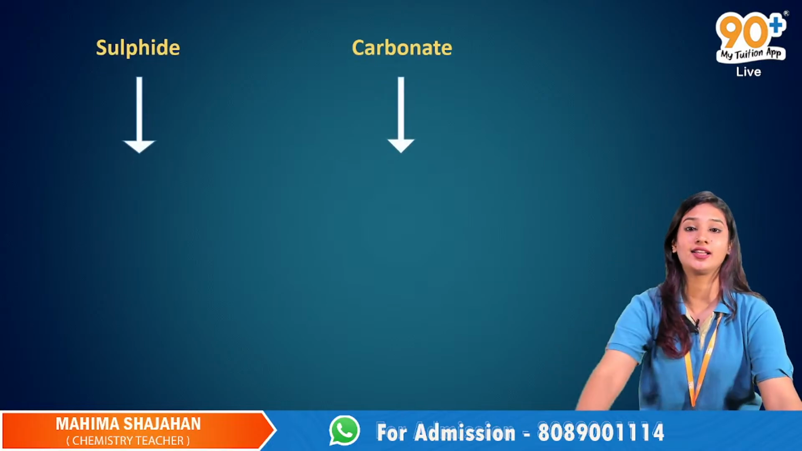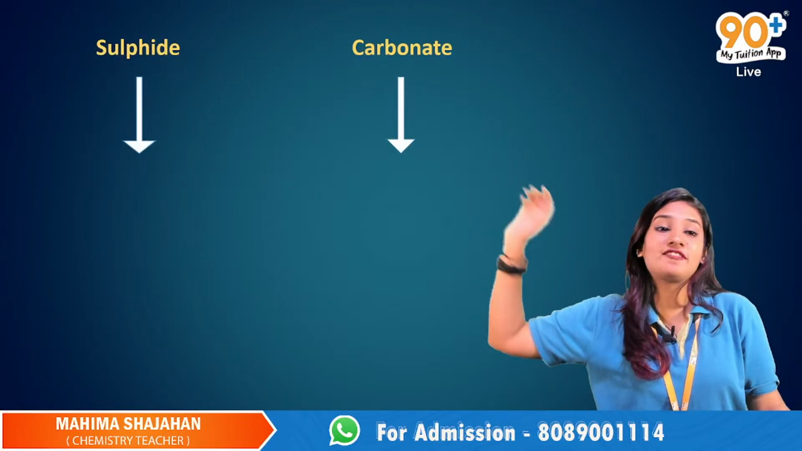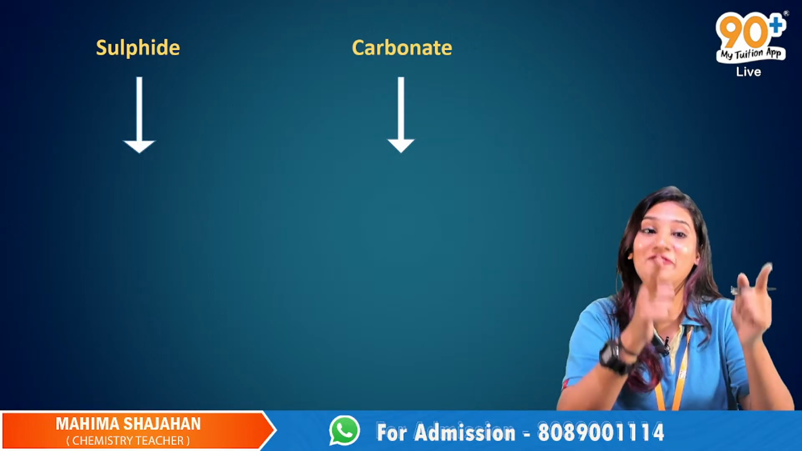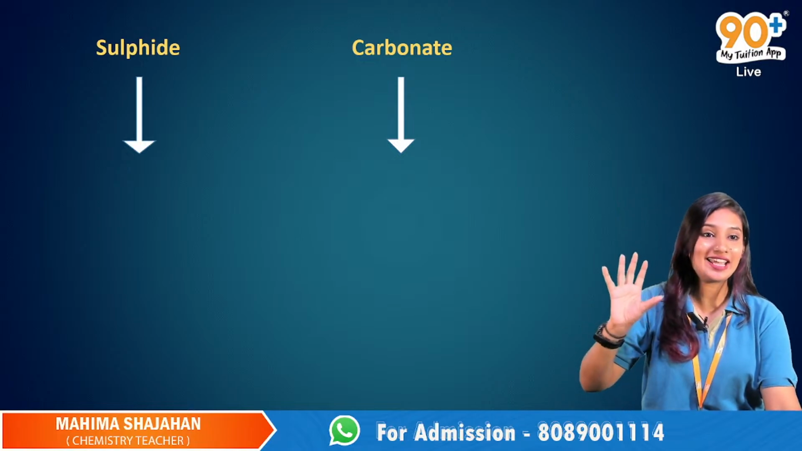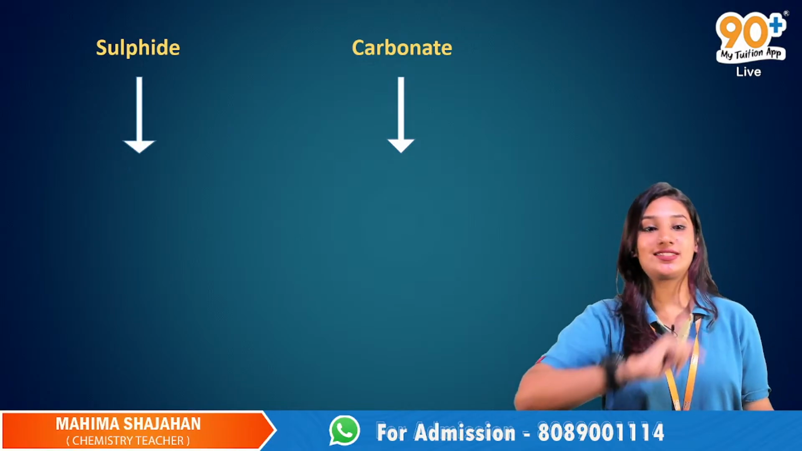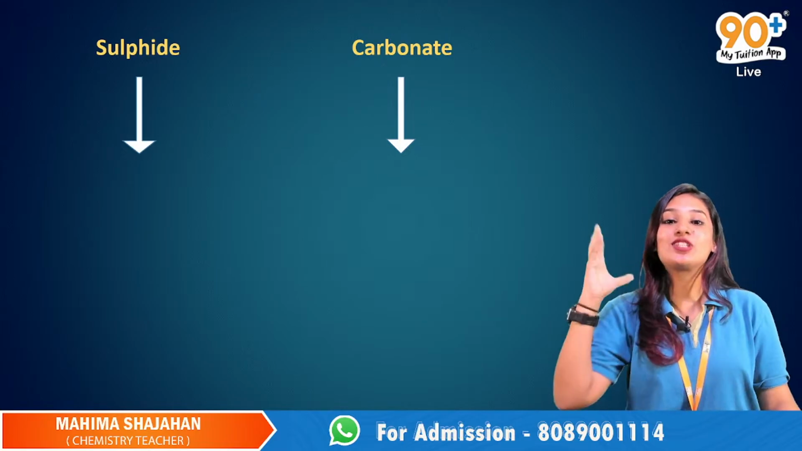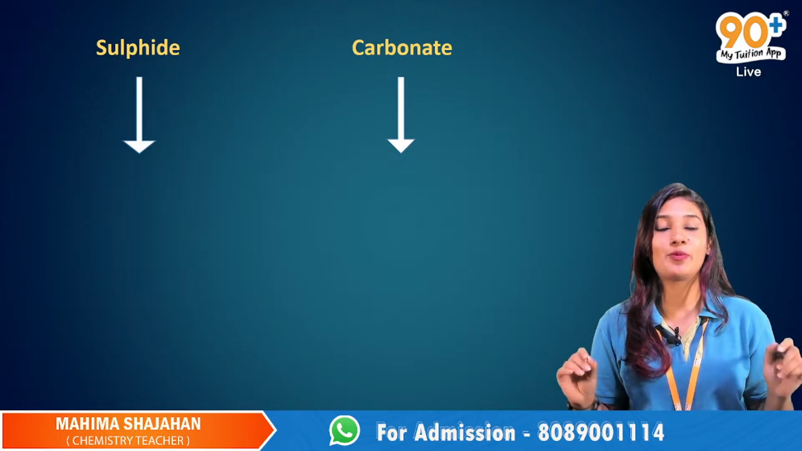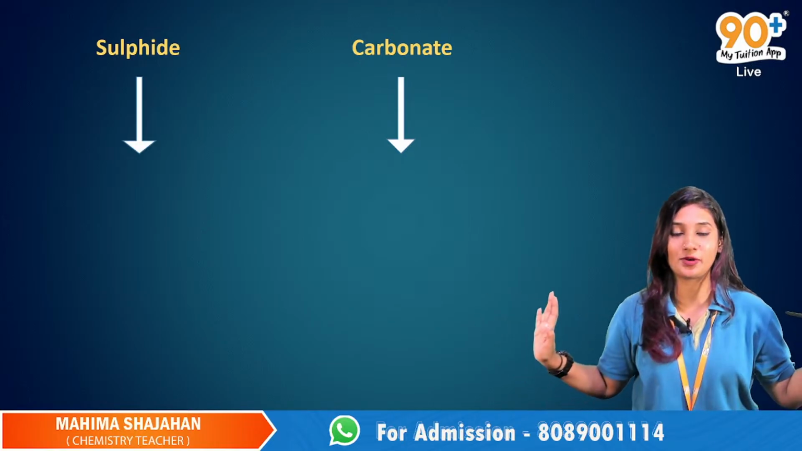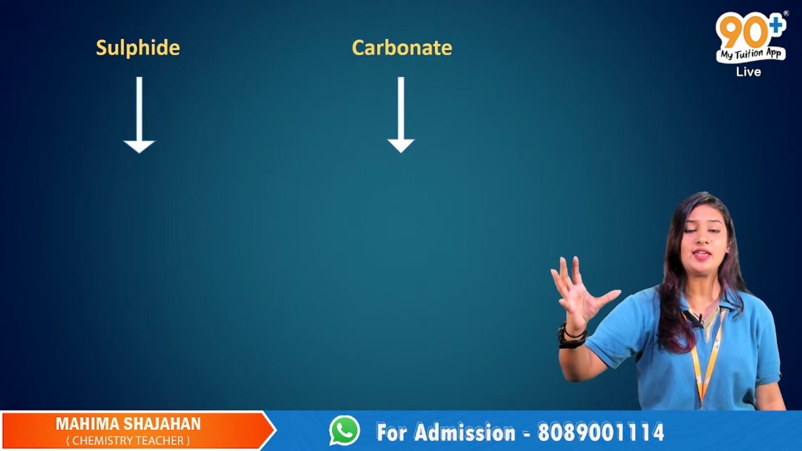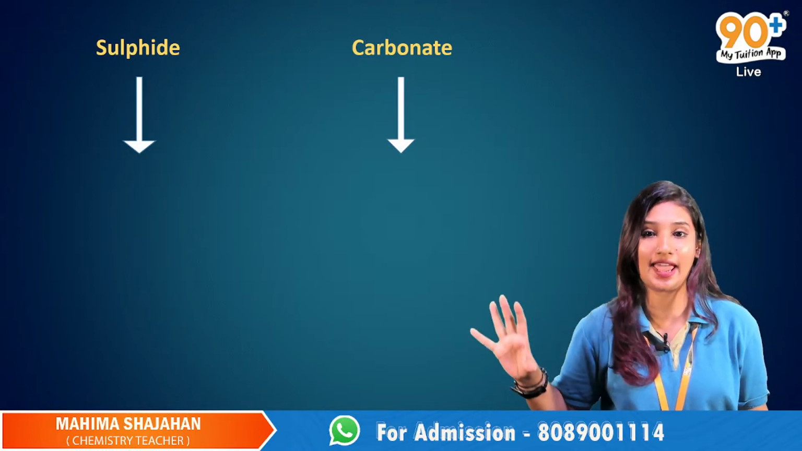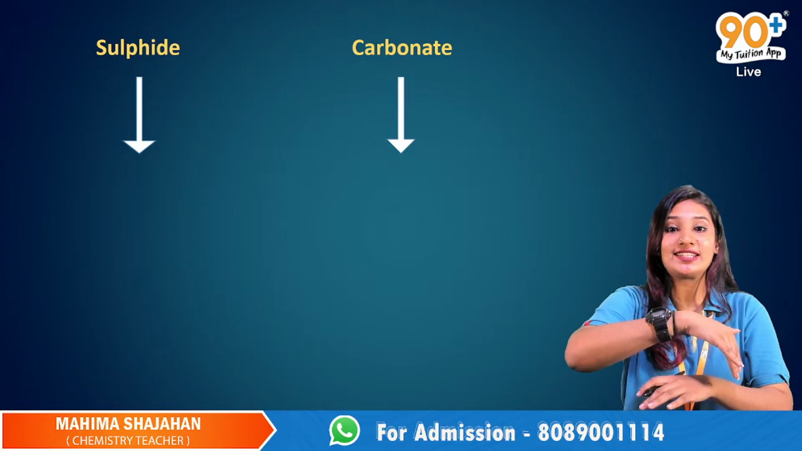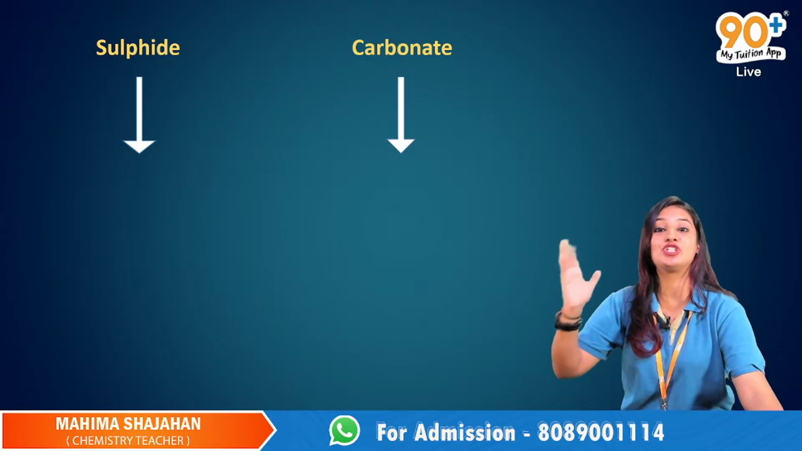Do you remember? First, let's take the example of sulfide ores. Very good. We'll conduct a process called roasting. In roasting, the sulfide ore is heated in presence of excess air. So what happens? The sulfide ore gets converted into its oxide.